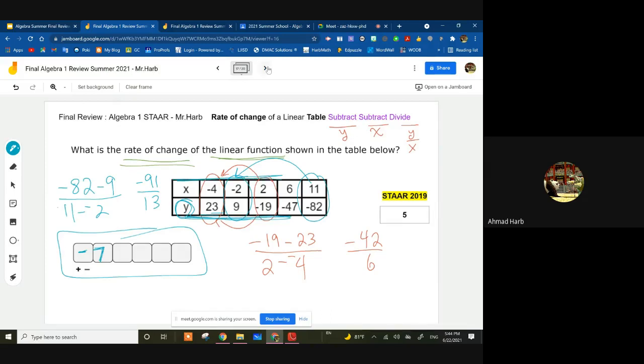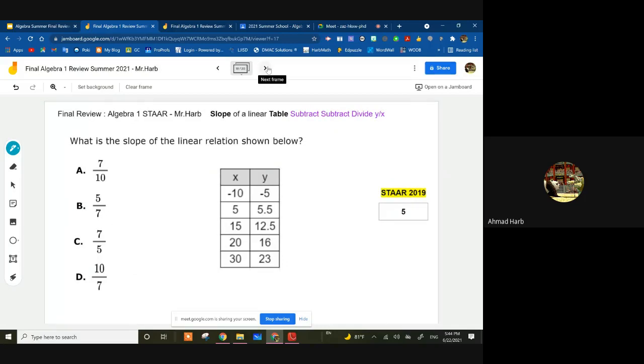Now the next question is asking me what is the slope, or the same as the rate of change. So the slope is the rate of change, the same name. What is the rate of change of the table shown below? Now the y's are vertical now, they're not horizontal. So you can pick any 2 points on the y, and you're going to subtract. In this case, I picked these two, 23 minus 16, that gives you 7. And 30 minus 20, that is 10. So the division is the y over the x, because the method is subtract, subtract, divide. So the answer is 7 over 10, which is A.